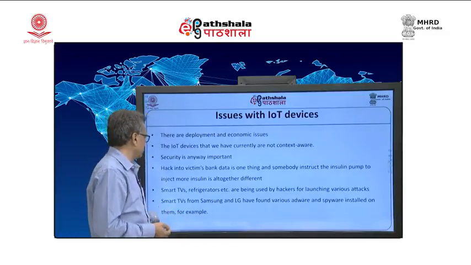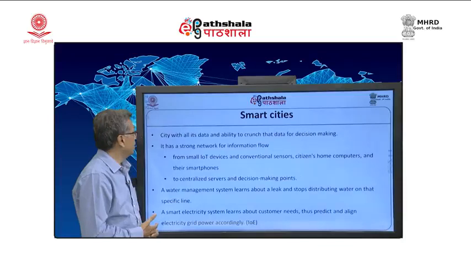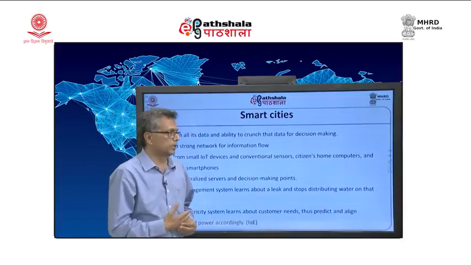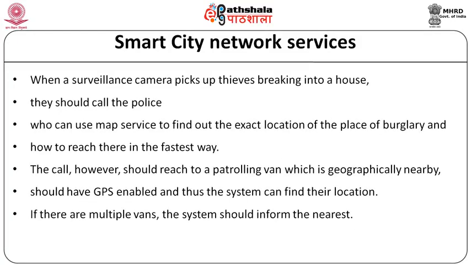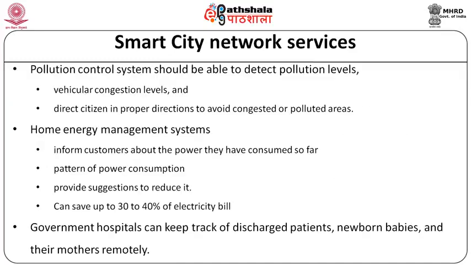And I have already talked about these issues here. Smart cities, in fact, I talked about most of the things: water management system, electricity system, network services. So, I am just keeping the slides now. Some of these are critical. I have talked about this, but then the pollution control system will be able to tell you vehicular congestion levels and the pollution levels, and will help you divert the traffic to zones which are not polluted or less polluted in a city. Home energy management systems can do wonders. I have talked about this as well.